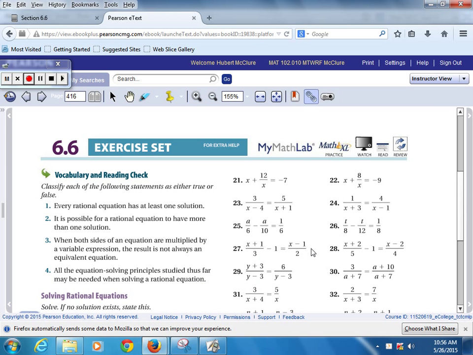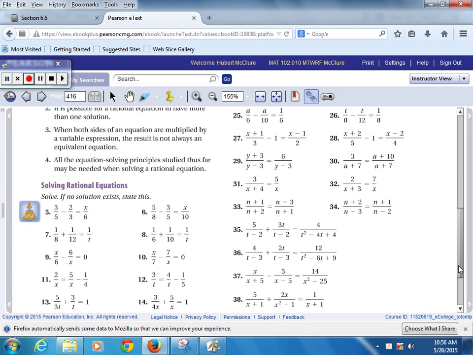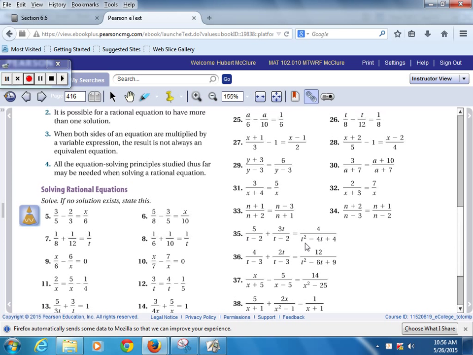All right, so that's an easy problem. Here's one that's not so easy.